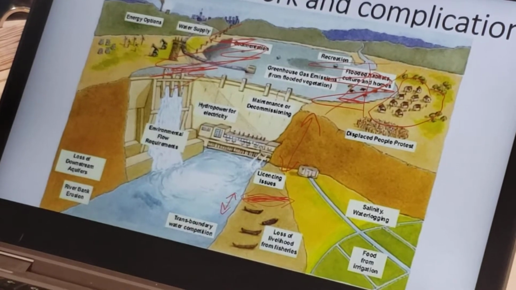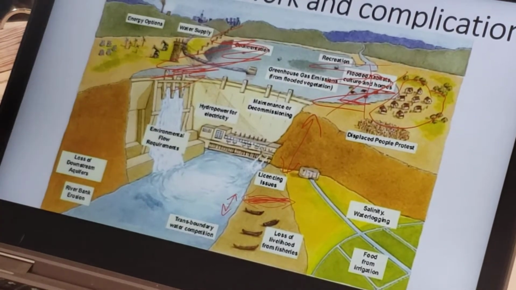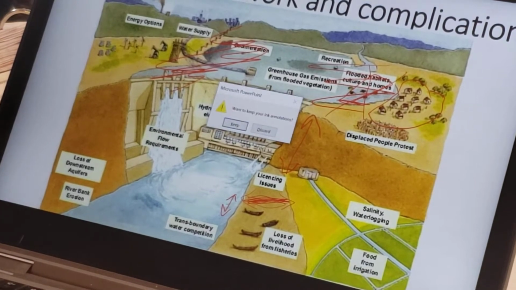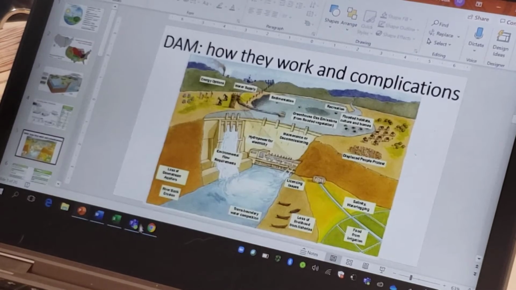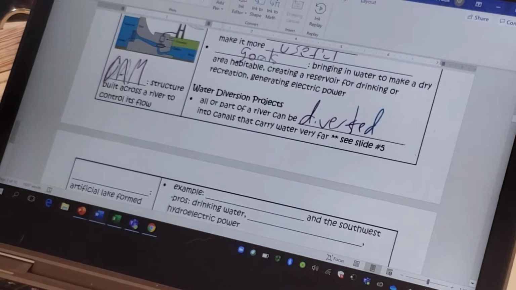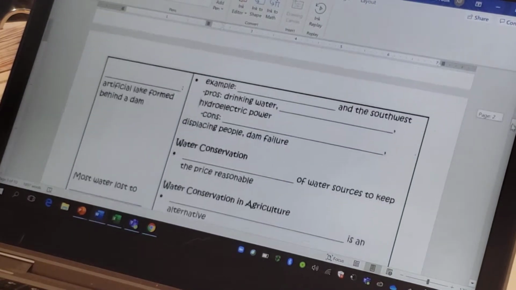All right, guys, second part of chapter 11. So we just finished explaining how dams work. We're going to go back, and we're on page 3.